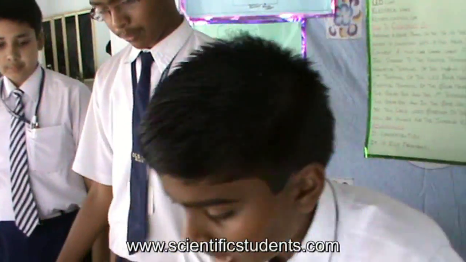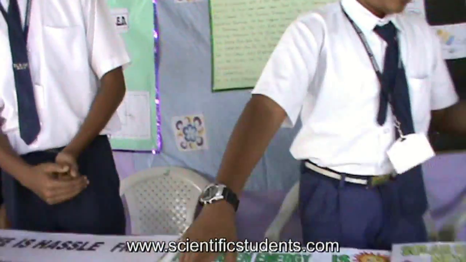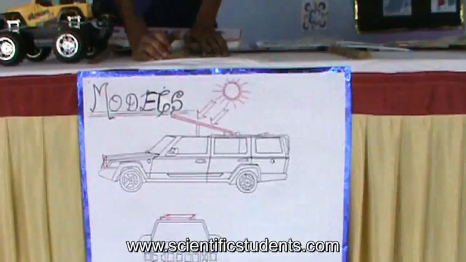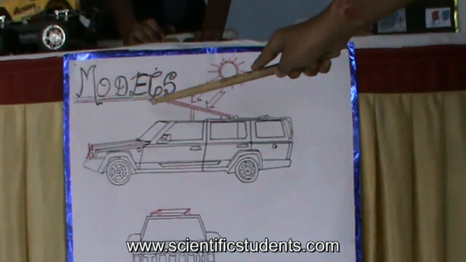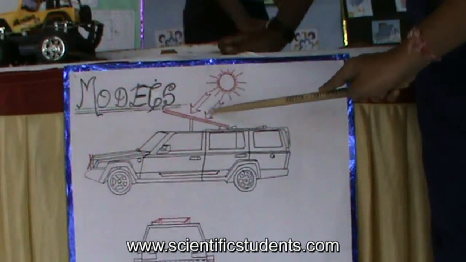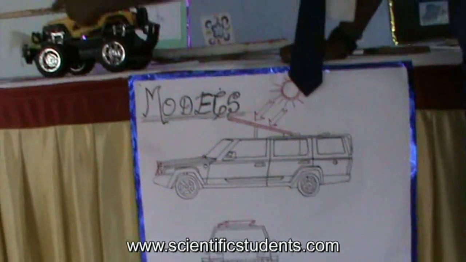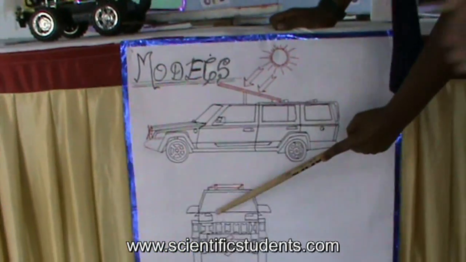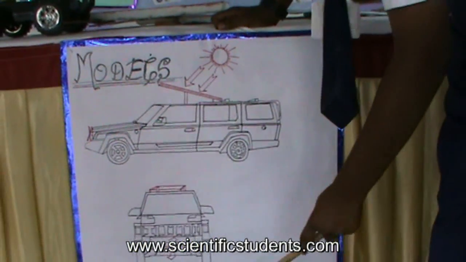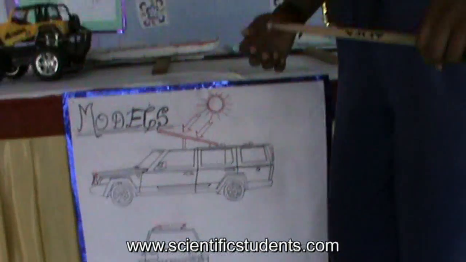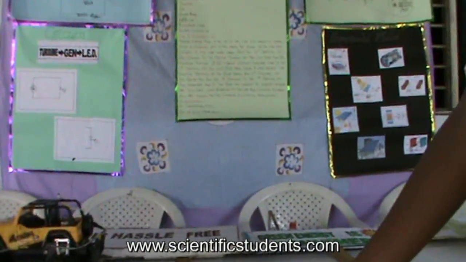And we can place the solar panel at the top of the car. You can see in the chart, the solar panel is kept at an angle towards the sun, and there is a fan present on the edge of the bonnet of the car, and this is the solar panel. So I'll explain the construction, sir.